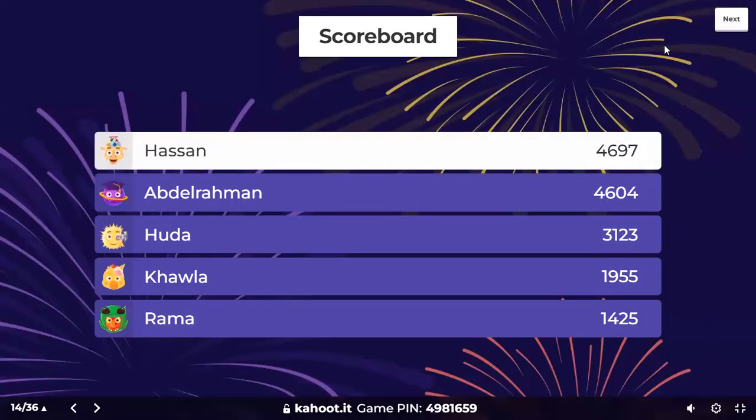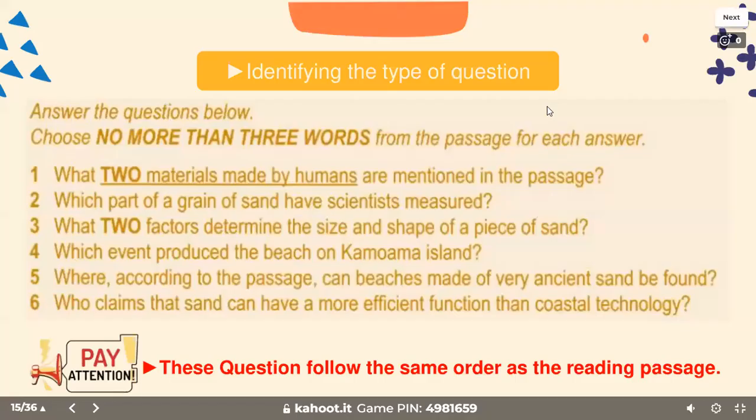Okay, Hassan, very good, and Abdurrahman, Huda, Khawla, Rama. Okay, now here's the task that we're going to do today. So identifying the type of question.